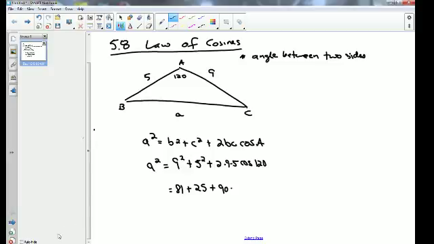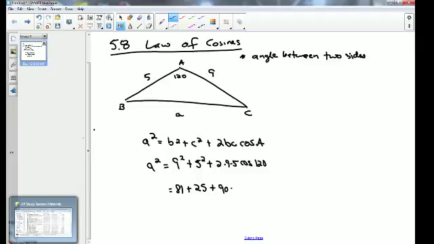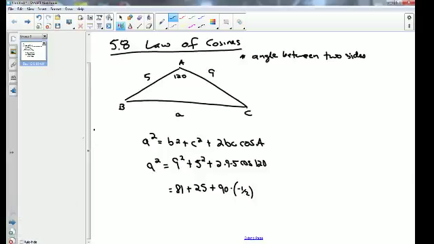What's cosine 120, you unit circle experts? Oh, cosine of 120 would be negative 1/2. Anybody agree with them? Yes. So what does that give us? Negative 45, right? Yeah. 61? So A is the root of 61.